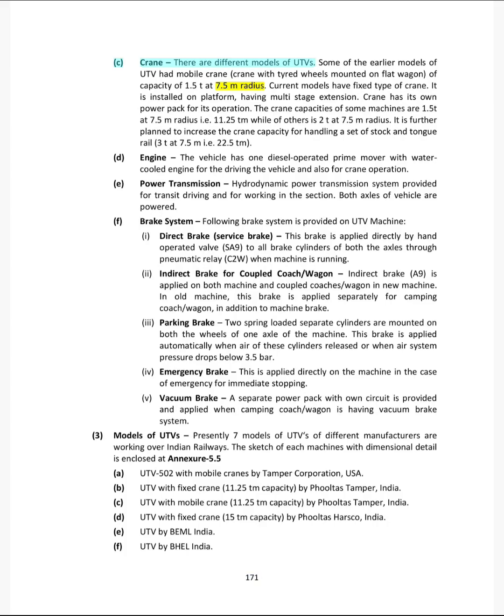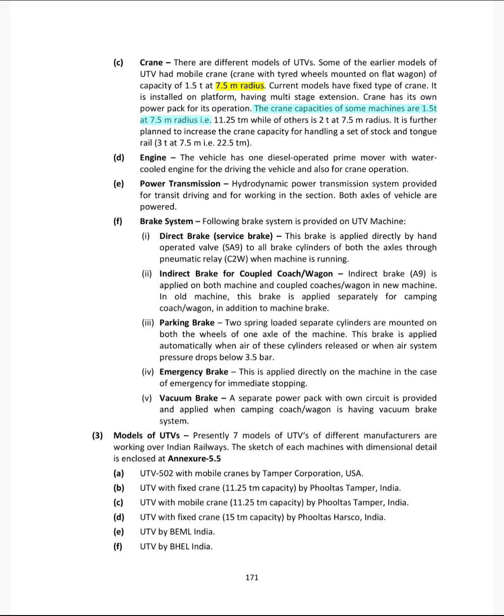C. Crane. There are different models of UTVs. Some of the earlier models of UTV had mobile crane with tyred wheels mounted on flat wagon, of capacity of 1.5 t at 7.5 meters radius. Current models have fixed type of crane. It is installed on platform, having multi-stage extension. Crane has its own power pack for its operation.